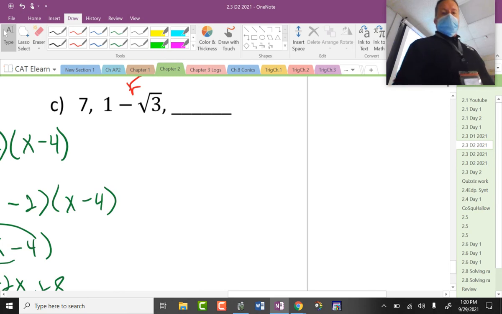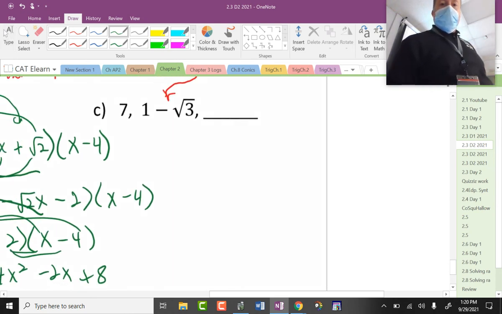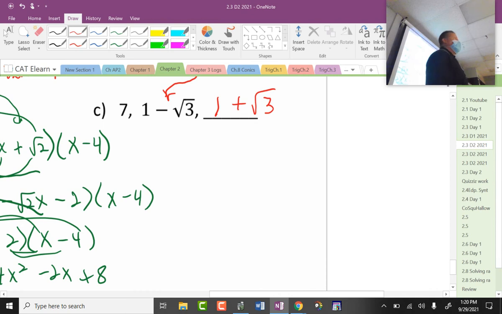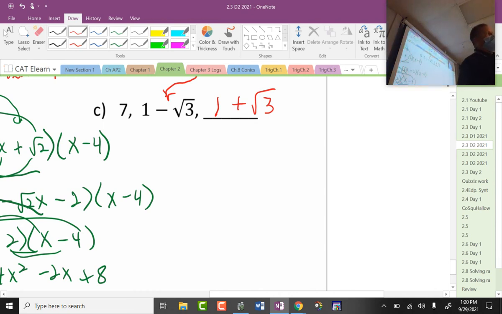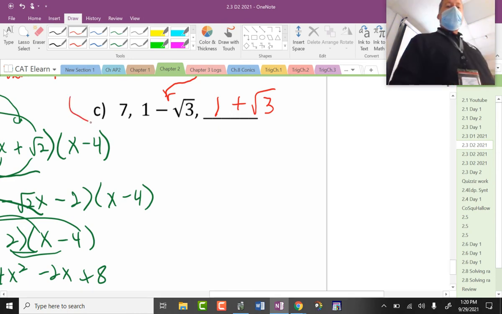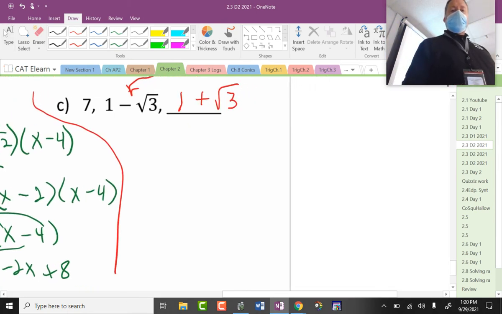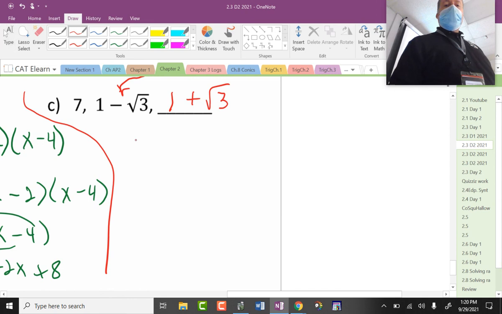So, first things first, zeros come in conjugate pairs if my polynomial is going to have real coefficients. This is something we'll do in section 2.4 called the complex conjugate theorem. So if 1 minus root 3 is a zero, then 1 plus root 3 is a zero. And then this is all I'm going to do. I'm going to show you what Math 3 Honors students do.